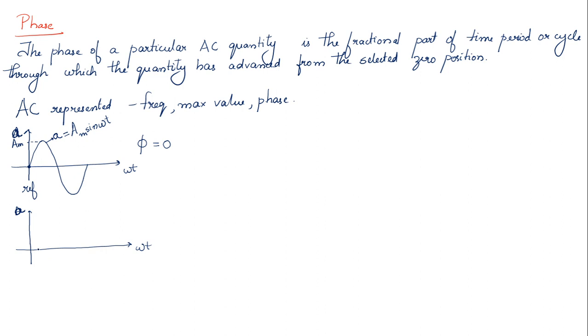It has advanced almost 5 degrees from the 0 position. Here you can see I have marked it as 5. That small fractional time period it has advanced from the selected reference point. Here we can say there is a phase difference phi, and usually we will call this lagging or lag. So this waveform A is having a 5 degrees lag from the reference axis, and we will represent this waveform as Am sine omega t minus phi.